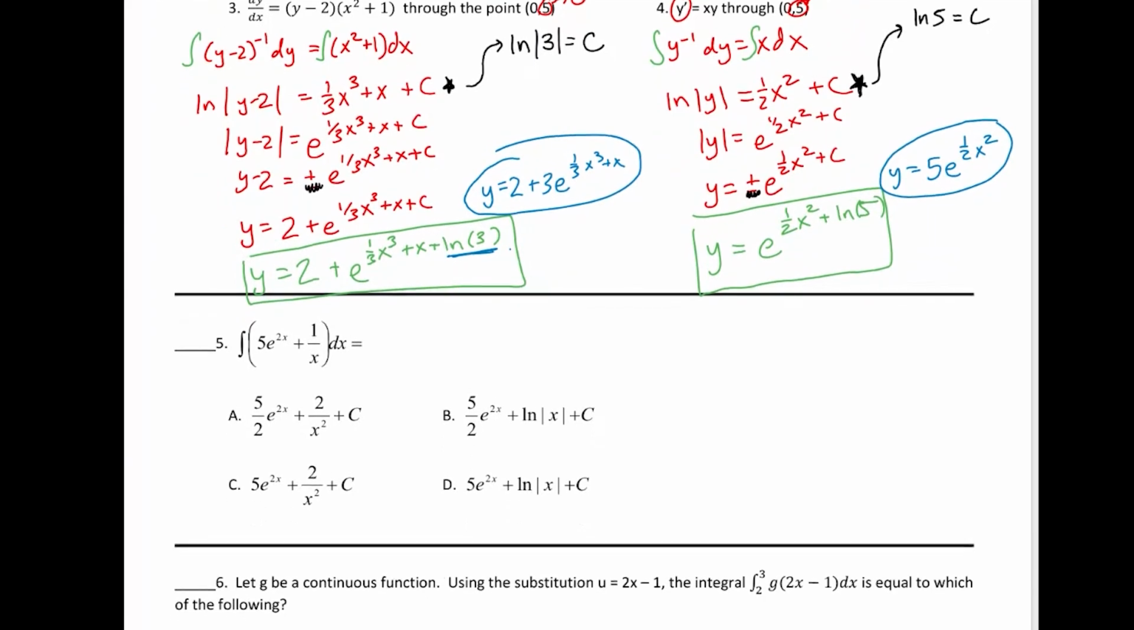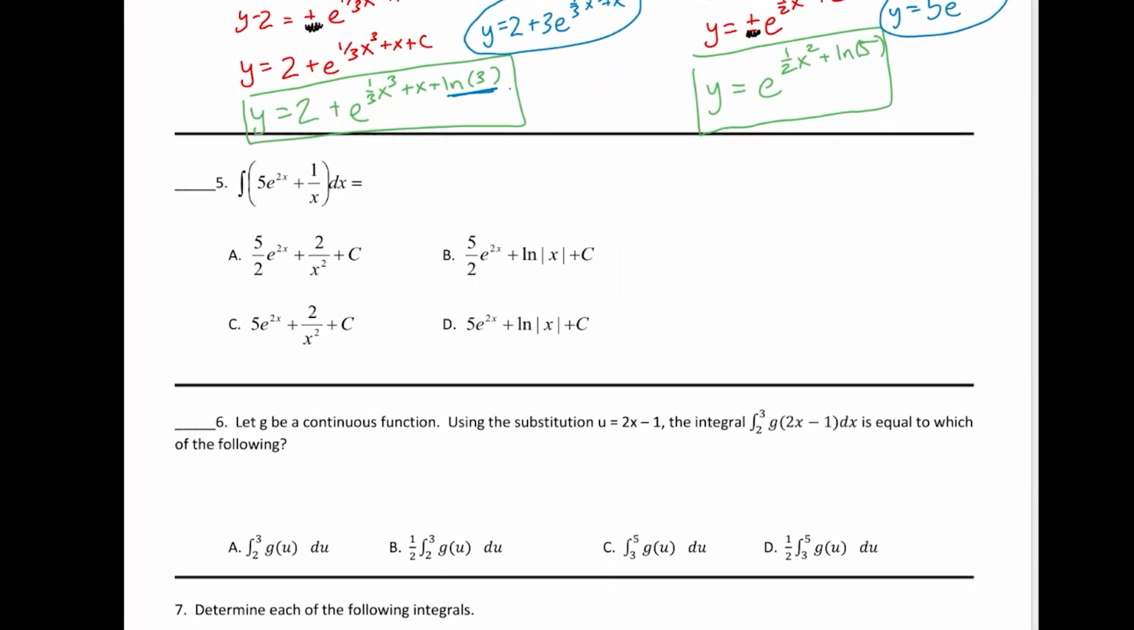For number 5, finding an integral. Well, this is going to be something that we're probably going to want to use a u substitution on. We're going to split up that integral, say the integral of 5 times e to the 2x dx plus the integral of 1 over x dx, and just evaluate these separately.